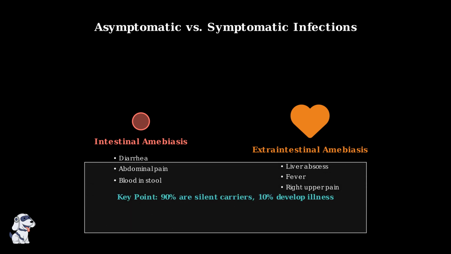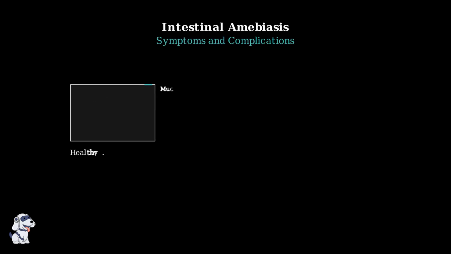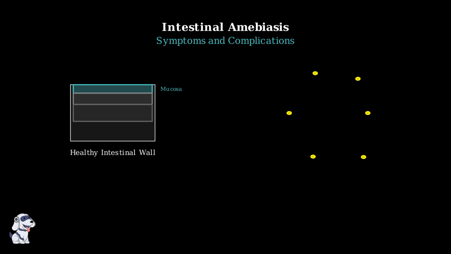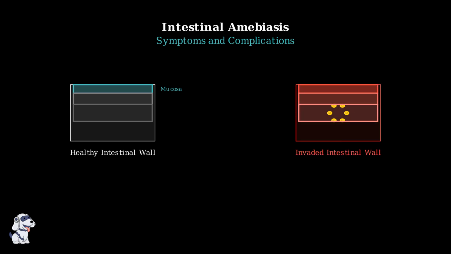The key takeaway is that most people with this infection don't know they have it, but they can still spread it to others. Meanwhile, the minority who do get sick can develop serious complications that require medical treatment. When trophozoites successfully invade the intestinal lining, they cause intestinal amoebiasis. This invasion transforms a healthy intestinal wall into an inflamed, damaged tissue that produces characteristic symptoms. The trophozoites use their pseudopods to move through the intestinal mucosa, causing direct tissue damage and triggering an inflammatory response. This invasion process disrupts the normal function of the intestinal lining.